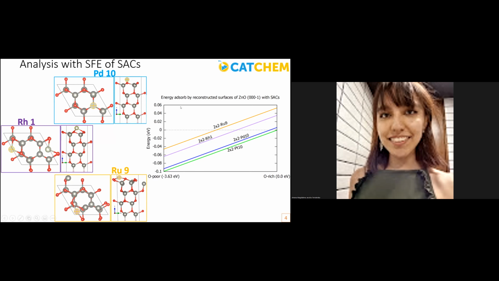We again compared the surface formation energy, and obviously platinum was the one with the lowest energy, followed by palladium. The next was rhodium, the closest one, and finally ruthenium was the only one that clearly wasn't a possible surface to obtain experimentally.